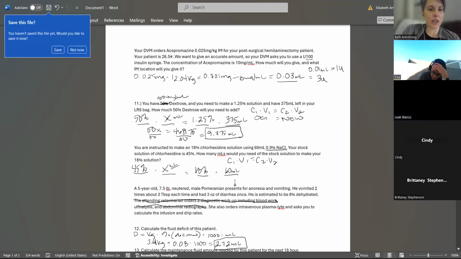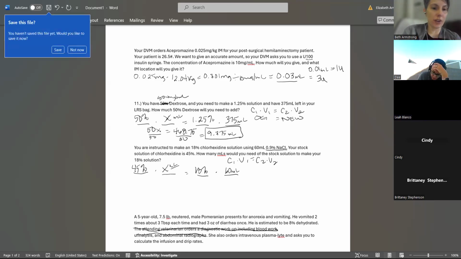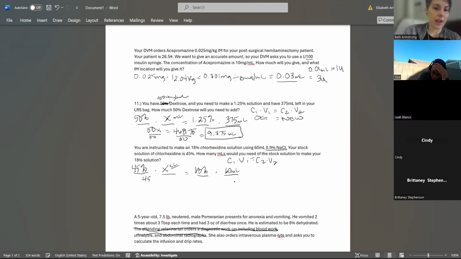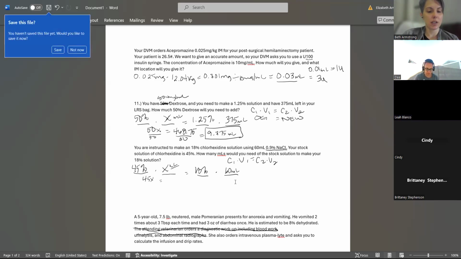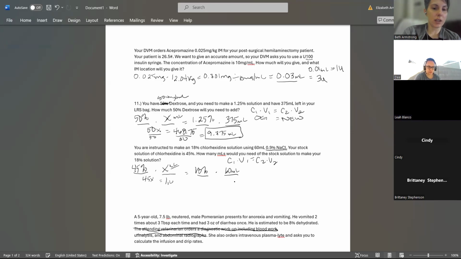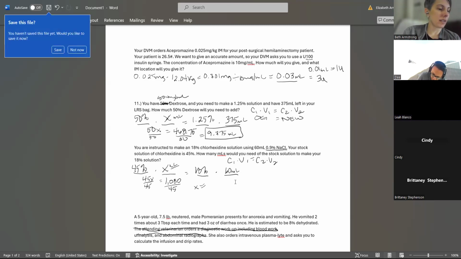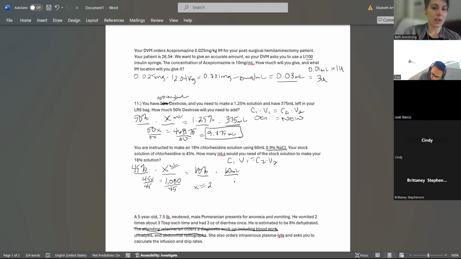And we are going to do 45x equals 18 times 60. Sorry, my handwriting's terrible. So that's 1080. We divide both sides by 45, and X equals 24 mLs.